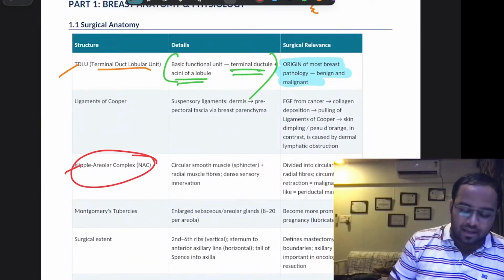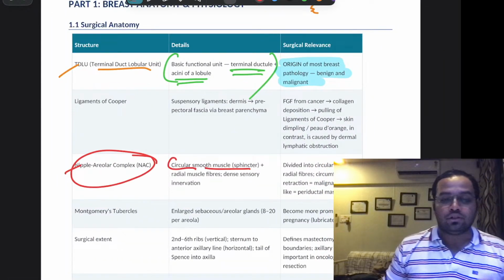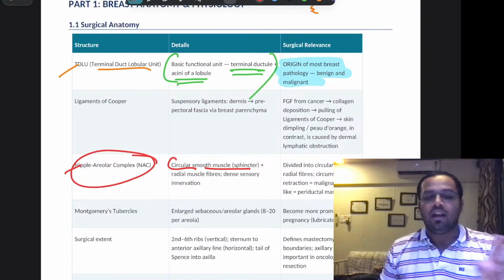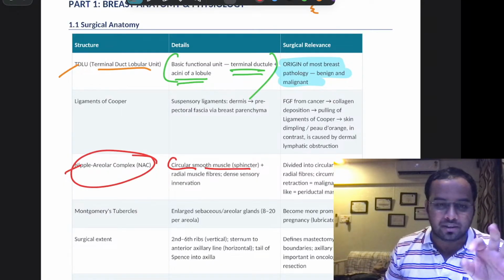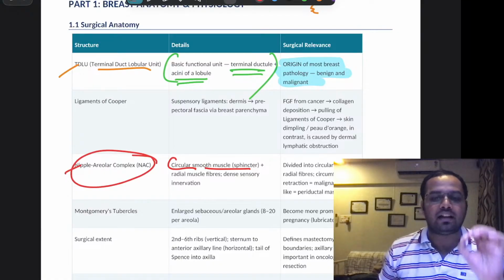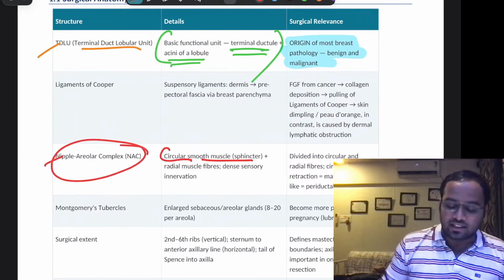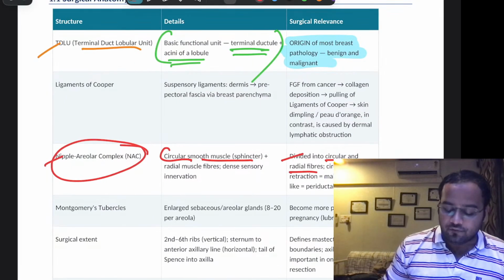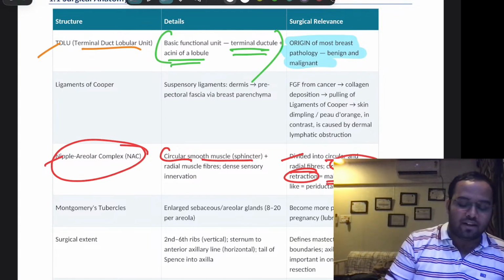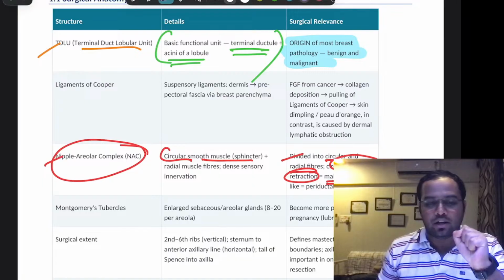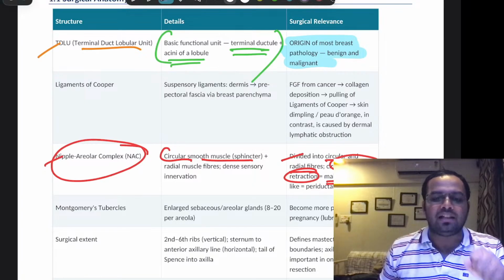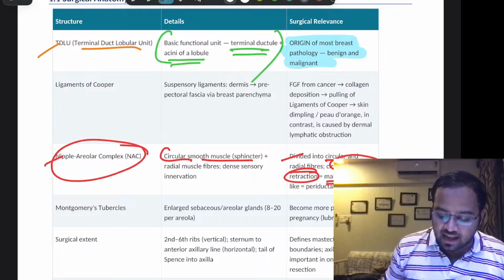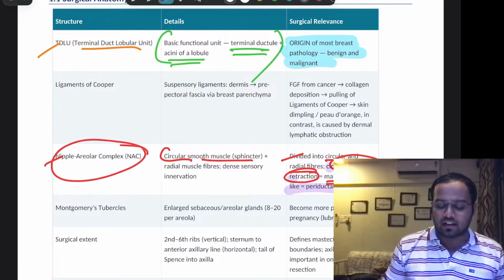The nipple areola complex has smooth muscles. There are two muscles present there: radial smooth muscles and circular smooth muscles. The circular smooth muscles contract, and the radial might contract, and it is going to cause nipple erection. So these are divided into circular and radial fibers, with circumferential retraction at malignancy sites. Always remember that whenever there is a malignancy and the ducts are involved, there can be pulling up of the nipple. That pulling of the nipple causes retractions, which can be slit-like, or it can be a circumferential retraction.